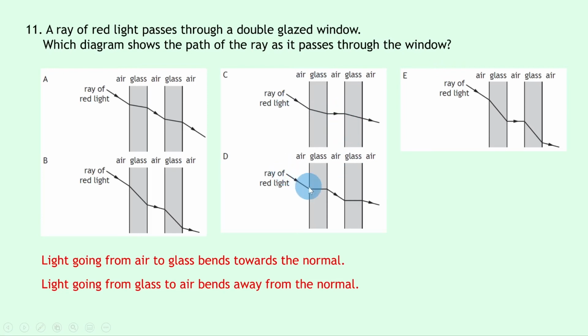For D, we have the light coming in, and if this was my normal, the light is actually passing along the normal, but that's not going to happen. So that is also going to be incorrect. And for E, again, we've got the light bending away from the normal at this point here. So it's bending down the way. So our answer has got to be A.